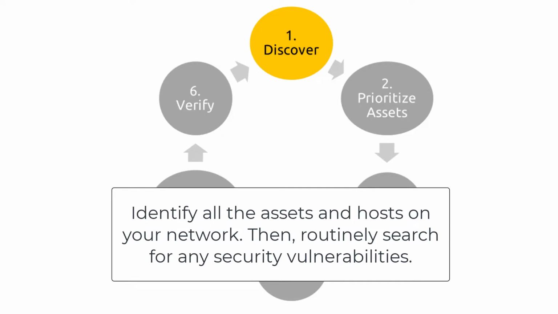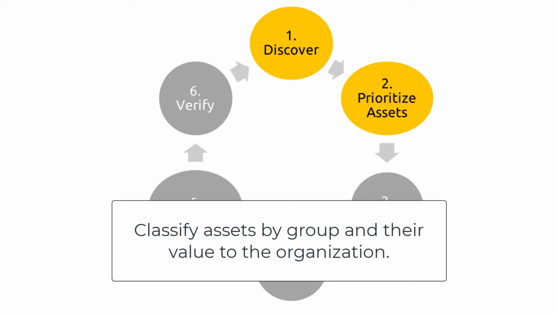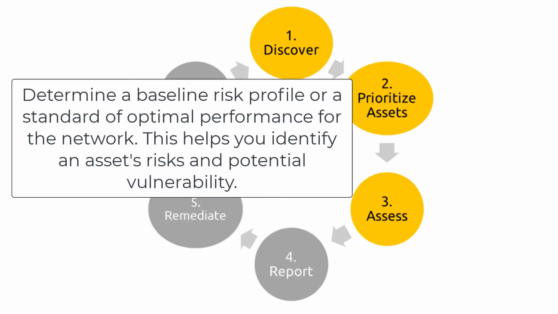Step 1. Discover. Identify all the assets and hosts on your network. Then, routinely search for any security vulnerabilities. Step 2. Prioritize assets. Classify assets by group and their value to the organization.